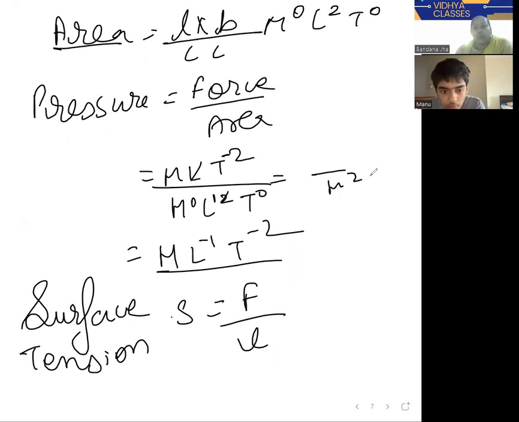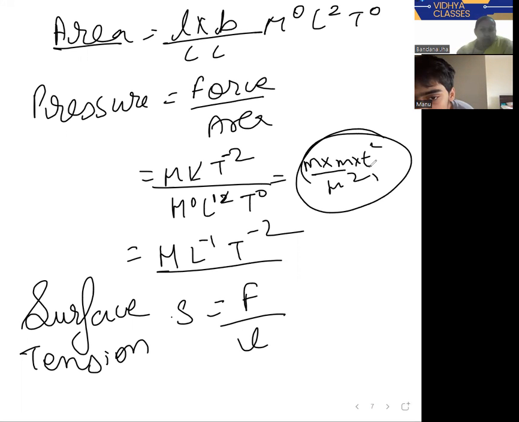But if I say that pressure is force upon area, meter squared, and force is mass into acceleration, and acceleration is how much? Change in velocity upon time. Velocity is displacement upon time. From here we can understand something, we can derive the formula. Force is equal to mass into acceleration, acceleration is equal to change in velocity upon time. So velocity is equal to displacement upon time. But in dimension, we can't derive the formula. Formula can't be found out.